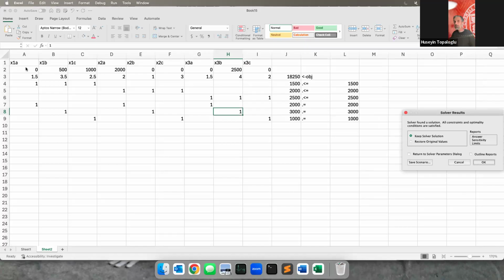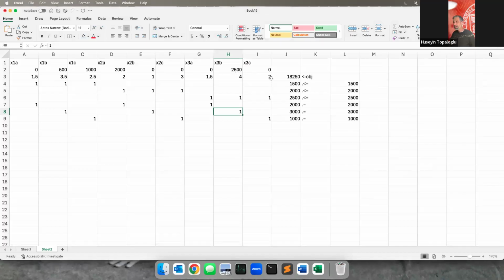Okay. The decision variables have been adjusted to these values. Solver found a solution, and all constraints and optimality conditions are satisfied. Let's keep the solver solution. Let's keep these cells in the adjusted values. So the optimal objective value is 18,250, and this is the optimal solution.